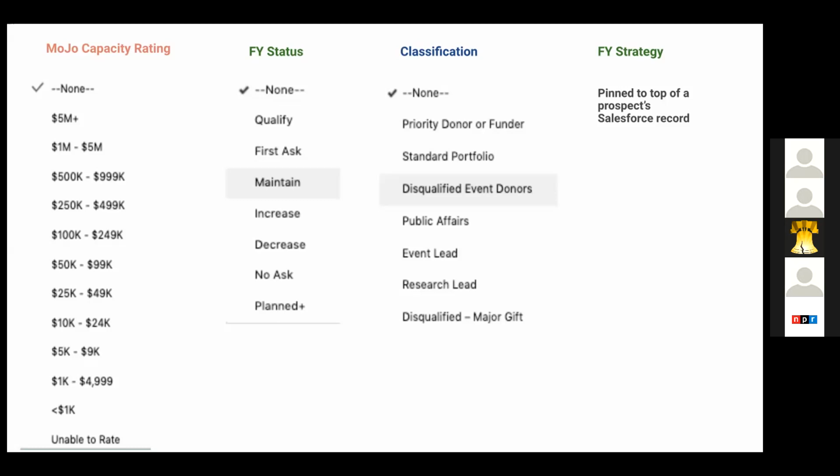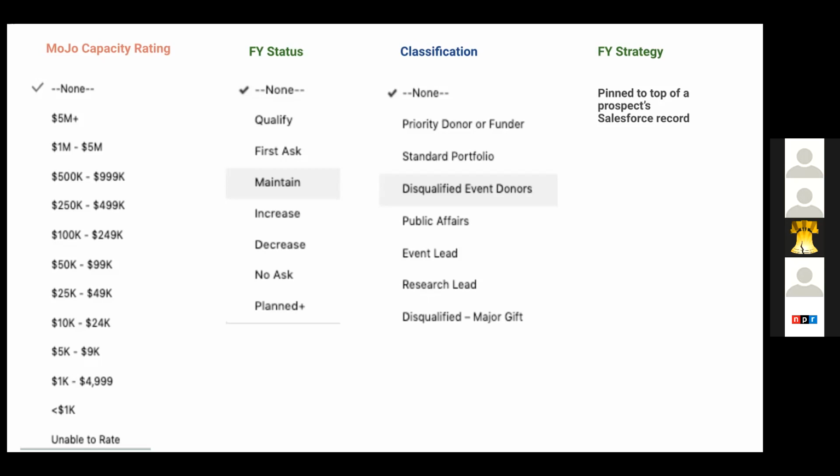The status. What used to be in this status field was the more typical life cycle of a prospect, like Emily showed on that slide: qualification, cultivation, solicitation, stewardship. And we were like, is that useful? Do we care if someone is in cultivation for 8 months or a year? We weren't really using it.